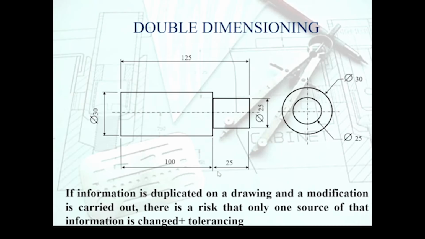So for example, on this technical drawing, there was a note here in this corner that says all dimensions are in millimeter, and the tolerancing is plus minus 1 millimeter. So in that scenario, this dimension here becomes 99 and 101, that is the acceptable limit, and this becomes 24 and 26, that is also the acceptable limit.